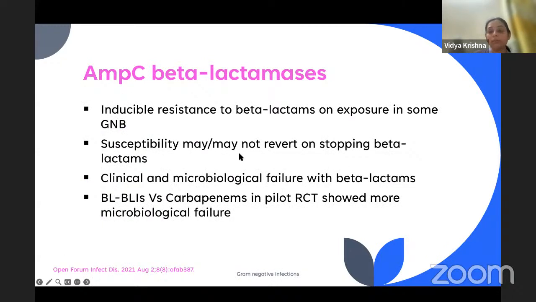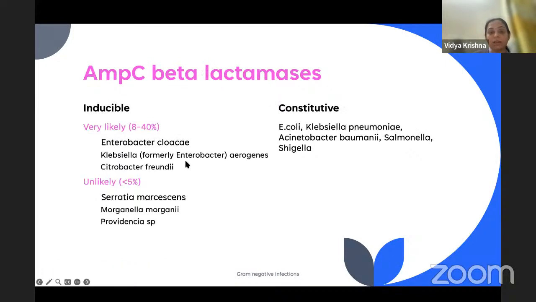So if you're dealing with a very bad infection, say a sepsis, and you have these bugs, your best choice is to go with a carbapenem. A BL/BLI also will not work, based on a small pilot RCT called the MERINO-2 trial. We have to wait for a larger trial, but the safest bet is to use a carbapenem. Whereas if it's a milder infection and you want to use an alternative agent which is sensitive, like a fluoroquinolone, you might get away with using that.